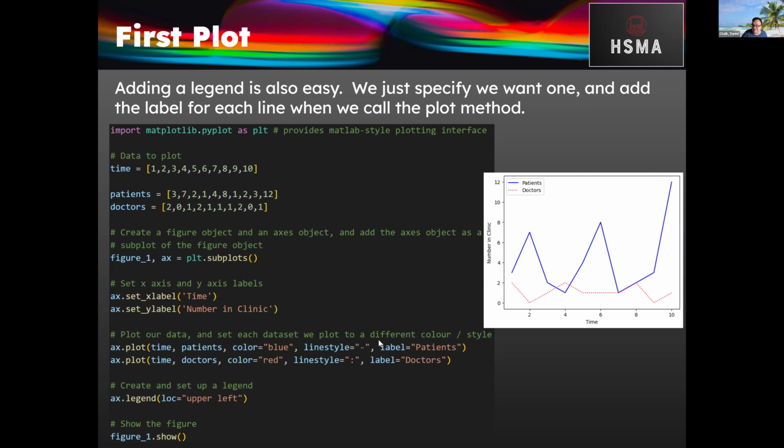And again, there's lots of different locations, and I'll show you the links to the cheat sheets which show you the different combinations you can use. So that puts a legend in the upper left. So again, all that code, and it creates this simple graph here with two different lines plotting two different pieces of data and a legend to show which is which.